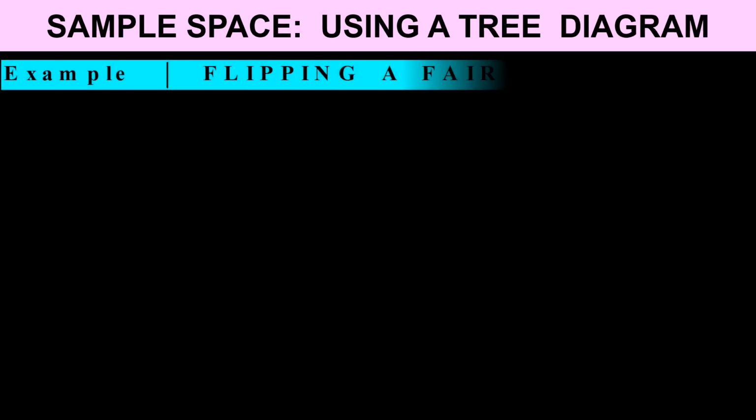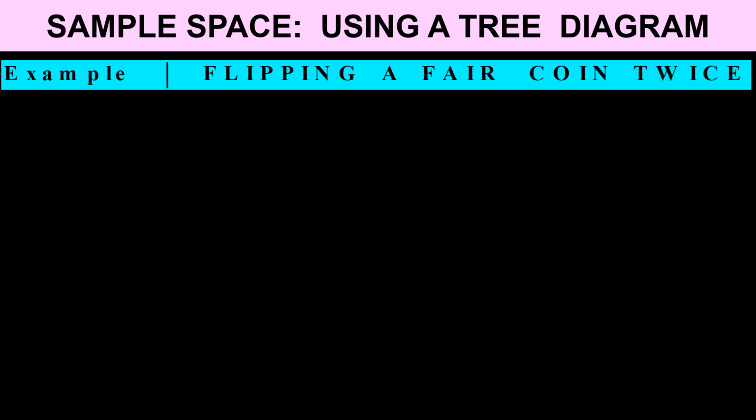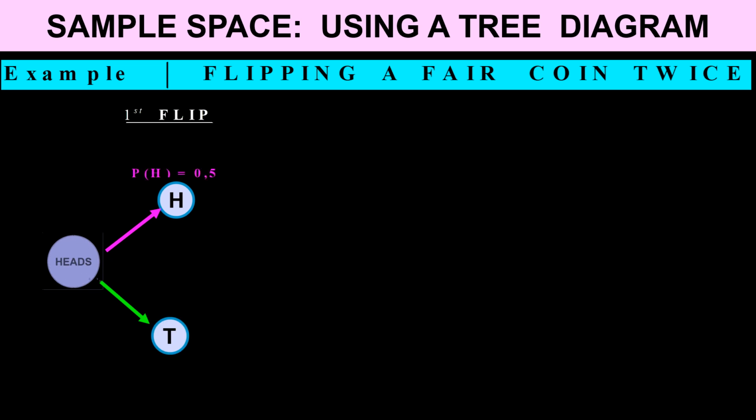You can also represent the sample space using a tree diagram. So let's consider the case where we flip a fair coin twice. So there's the coin. If we flip it once, the first flip can either be heads or it can be tails, right?